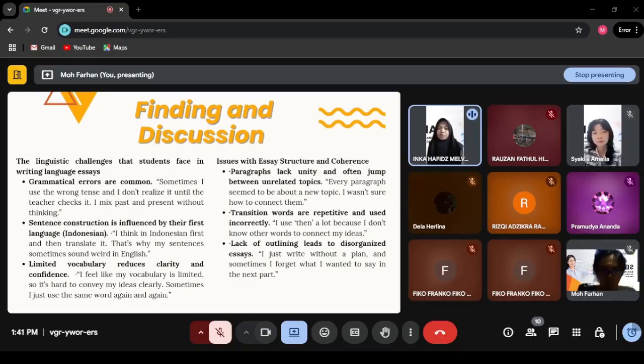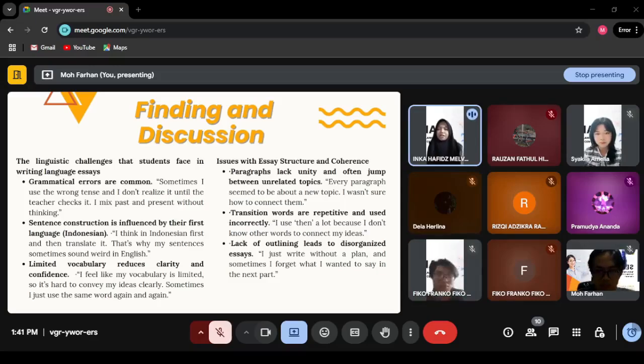Second is transition words are repetitive and used incorrectly. As participant 4 admitted, I use "then" a lot because I don't know other words to connect my ideas. Third is lack of outlining leads to disorganized essays, as participant 5 confessed. I just write without a plan and sometimes I forget what I want to say in the next part.